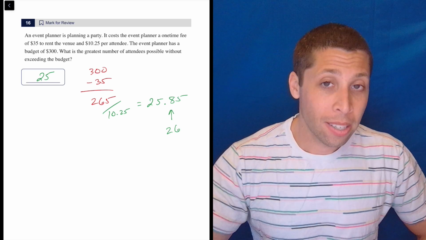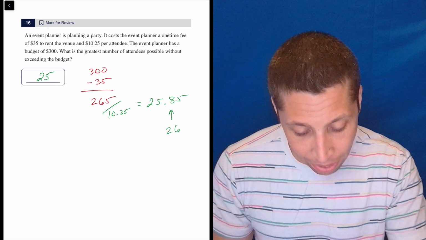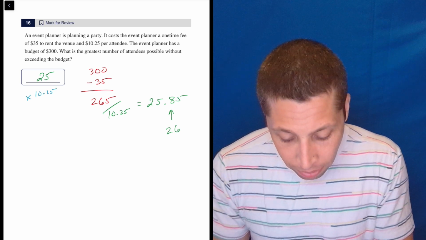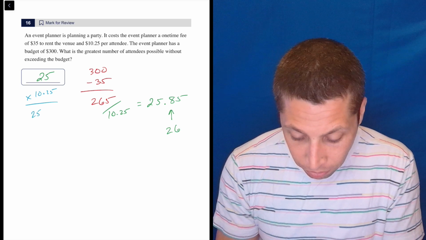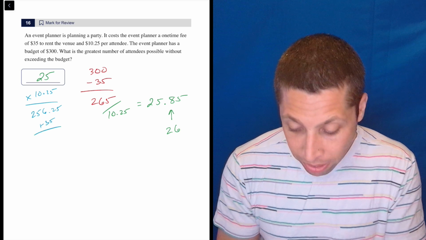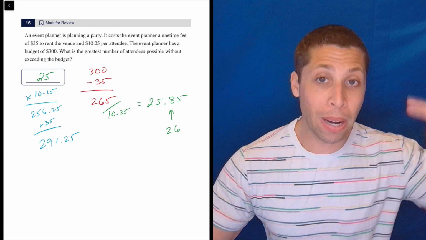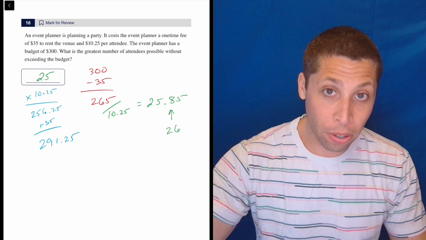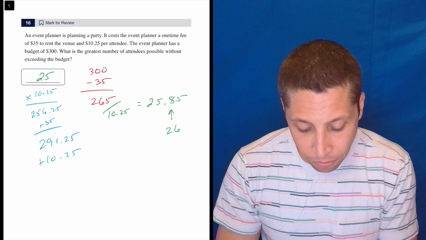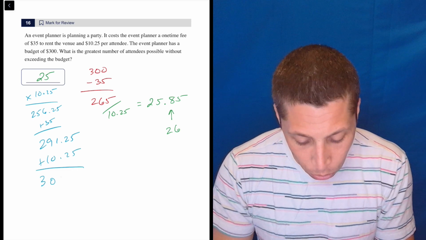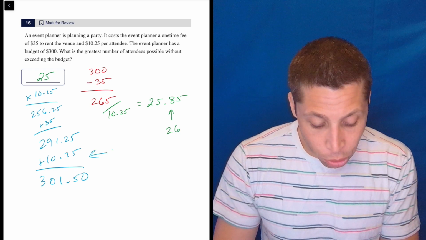And the story says that this is our maximum. So we could even test this out by reversing it. Let's take our 25 and multiply it by 10.25. That's going to be 256.25. Add in our $35 fee, and we are at $291.25. Now think about it, the budget is $300. Could we add in another person? Could we put in another $10.25? No. Because another $10.25 is going to go over to $301.50. We're over budget. So that right there would have been the 26th person.